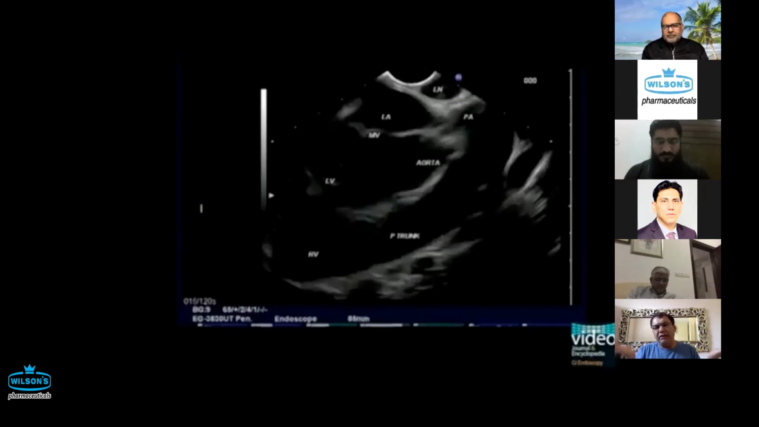From there, if you rotate the scope clockwise, you're rotating to the right, and that looks at anything in the right mediastinum or the right side of the patient.